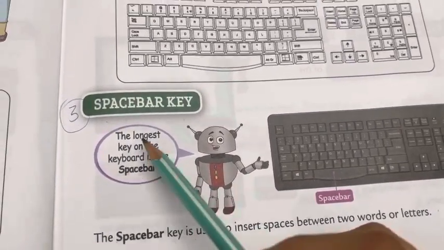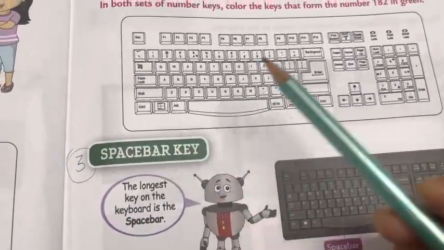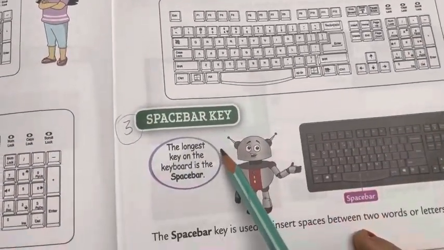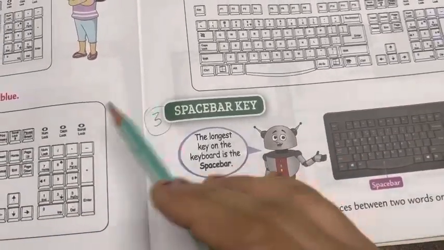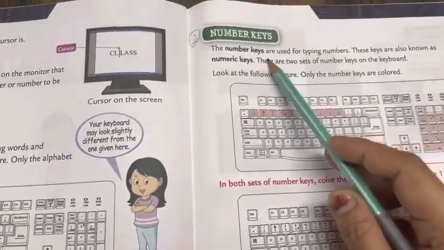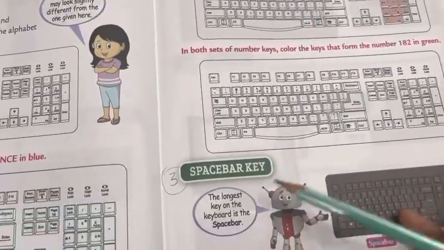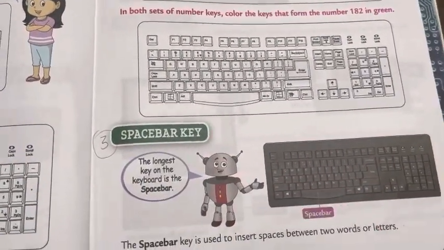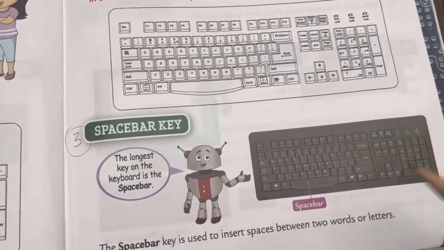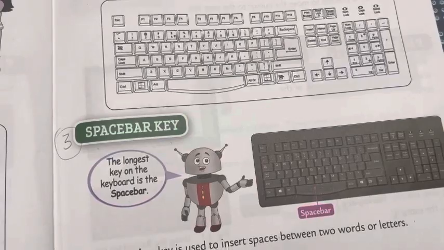Okay, so the rest of the keys we will complete in the next video. So kindly go through these: the cursor, alphabet keys, number keys and the space bar, right? And please check where you can find these keys on your computer keyboard.